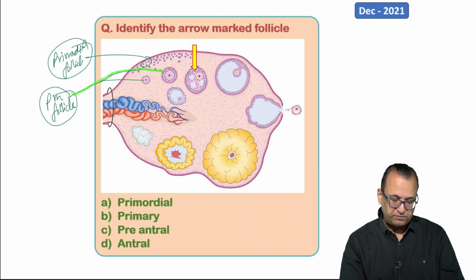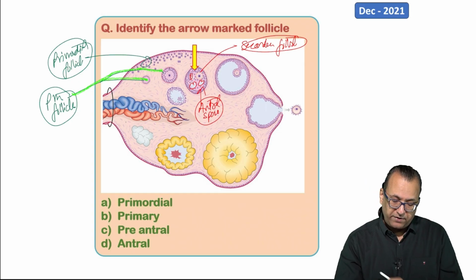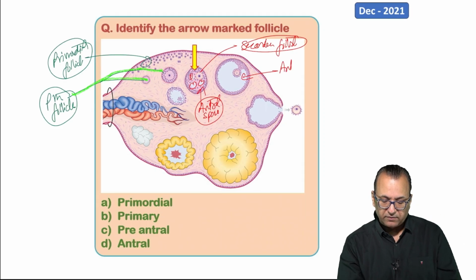So this is primary. What the marker is showing is a secondary follicle, but how do you know that it is a secondary follicle? What is the identifying feature? The identifying feature is, you see, antral spaces. Antral spaces have started appearing among the granulosa cells surrounding the oocyte. So the secondary follicle is an antral follicle. It becomes large with a single cavity, the antral cavity.